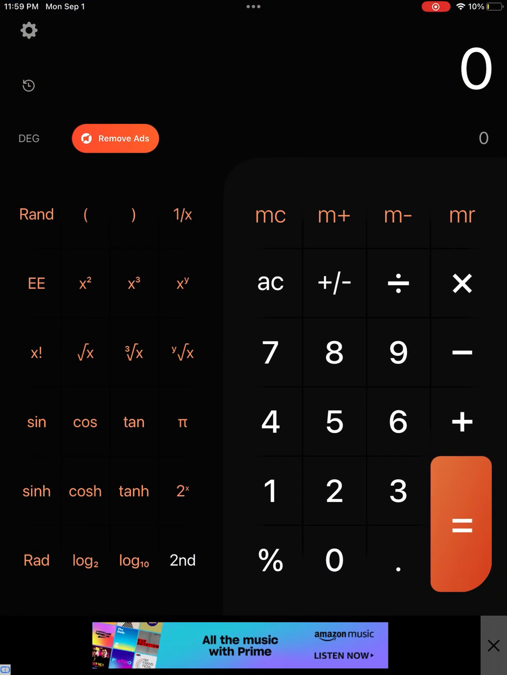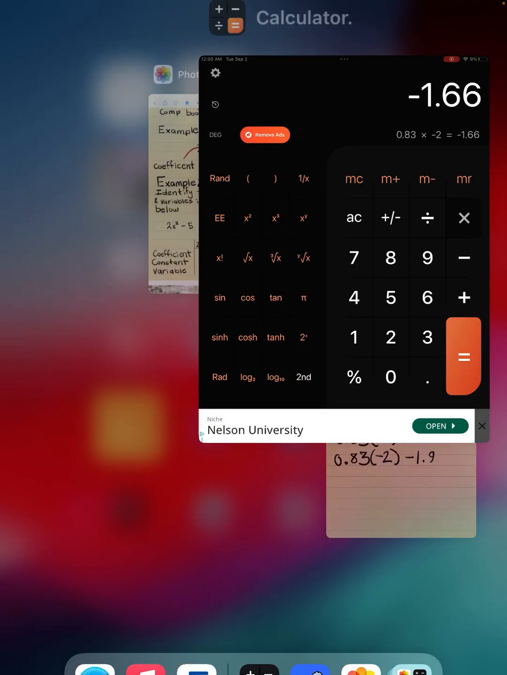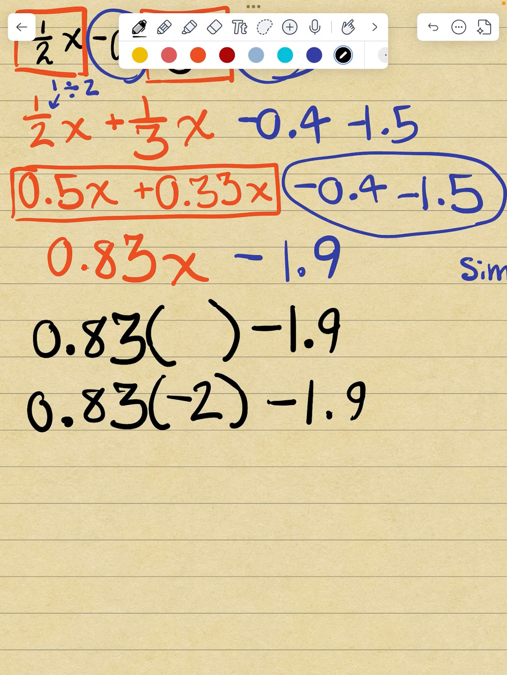Okay, so we want to do 0.83 times negative 2. So I'm going to put literally 0.83 times, and then I'm going to put this little negative 2. And you'll have a way of doing this on your calculator as well. If you need help with your calculator, raise your hand, I will help you. And then we get negative 1.66. Okay, negative 1.66. Okay, minus 1.9.